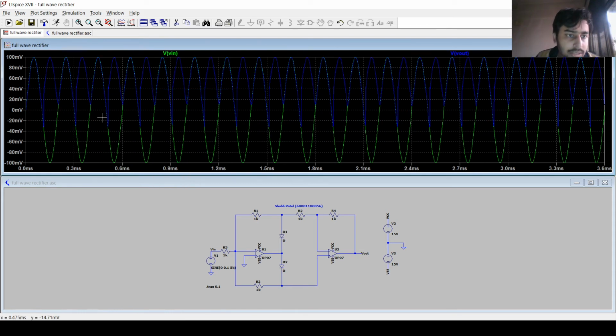As you can see, the distortion is increased a little bit, but still we are getting a perfect output waveform, which is the positive side of the sinusoidal. So we can conclude that we can use this full wave rectifier circuit at higher frequency range.